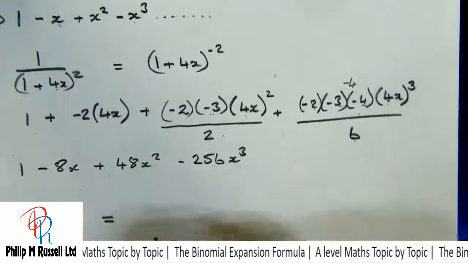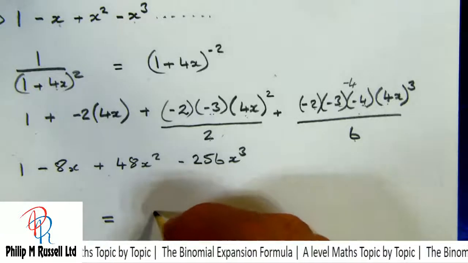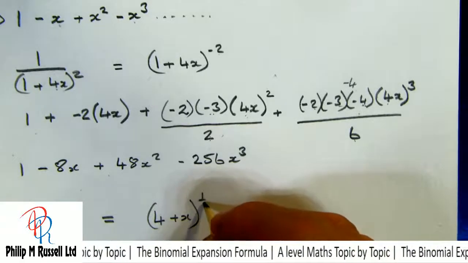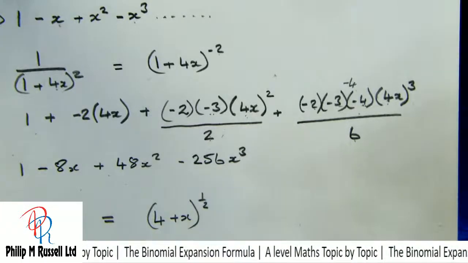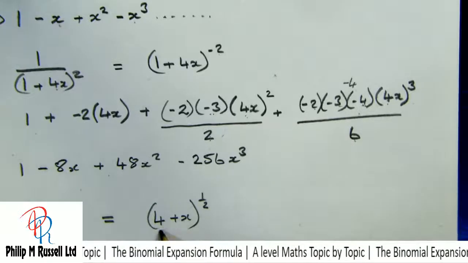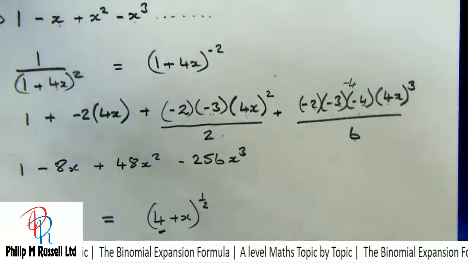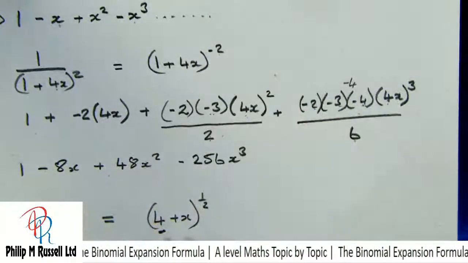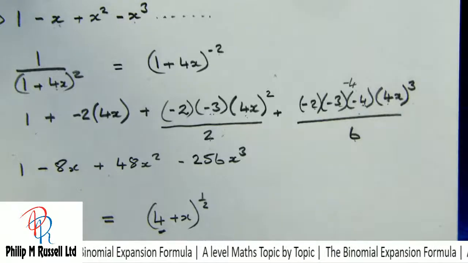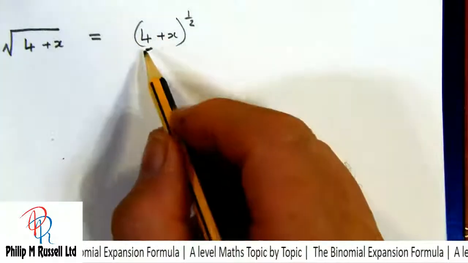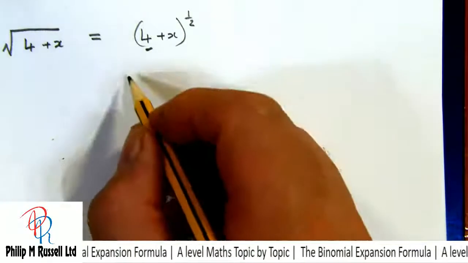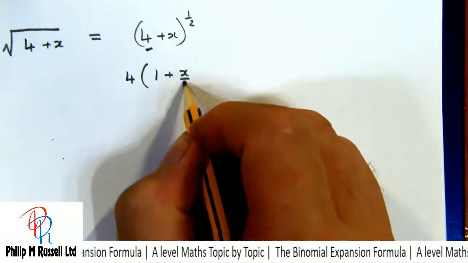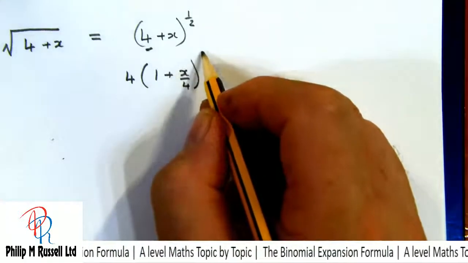Well, we write that one, of course, in the term of 4 plus x to the half. Now, my 4 here is a bit of a problem because we need really a 1 there. So what I need to do with this 4 is take it out and say that's going to be 1 plus x over 4 to the half.